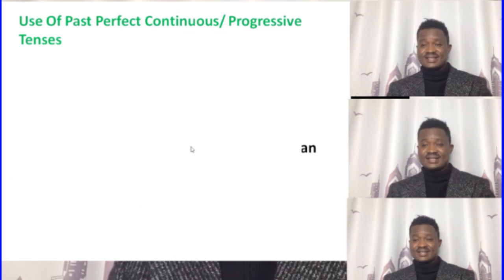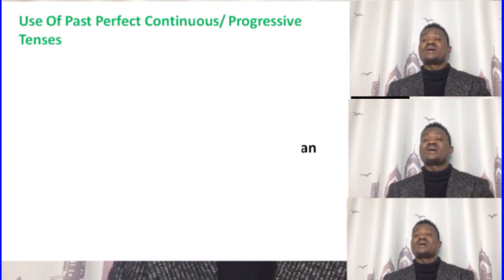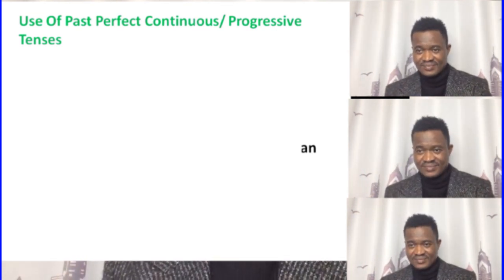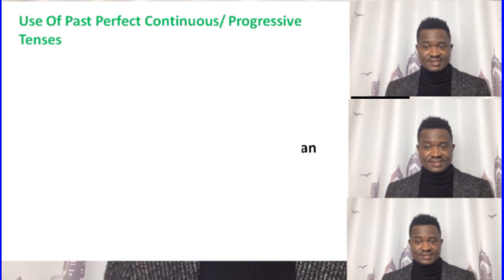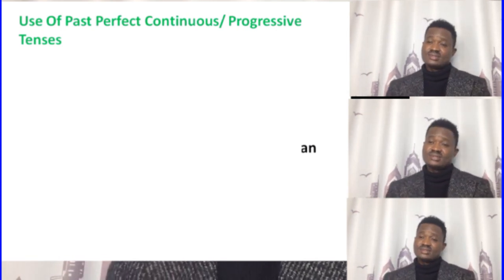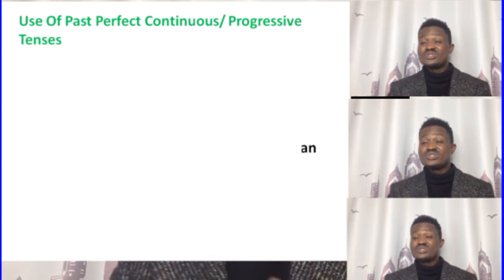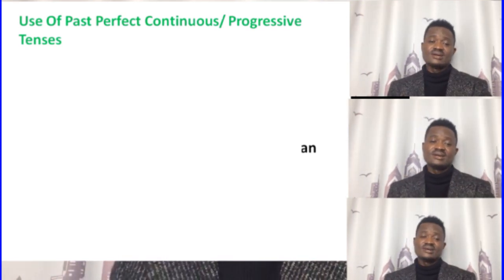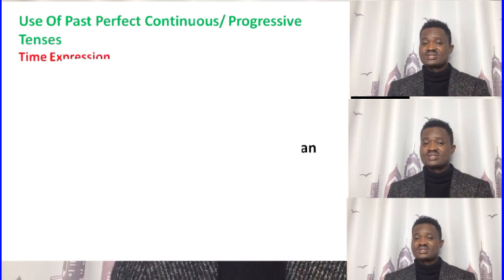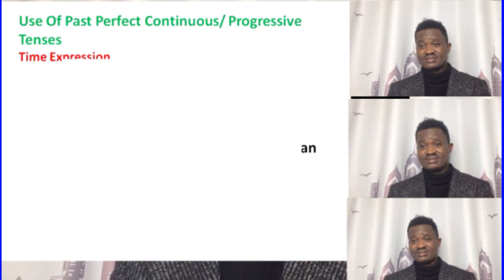Use of past perfect continuous or past perfect progressive tense. You can say use or uses. All right. Uses can be the meaning of past perfect. This is just to expand your brain to know how to use this tense. All right. Okay, guys. So before we talk about uses, let's talk about time expressions. We can't talk about past perfect progressive without talking about time expressions.